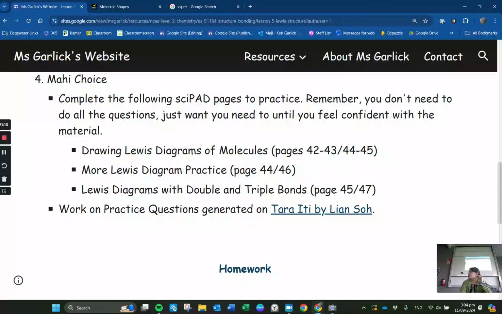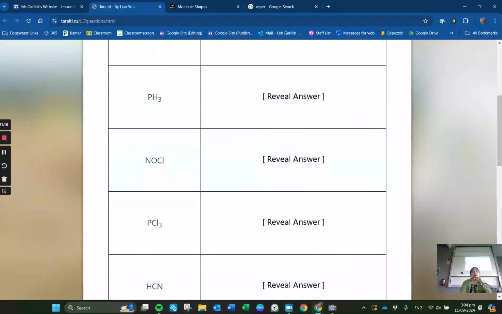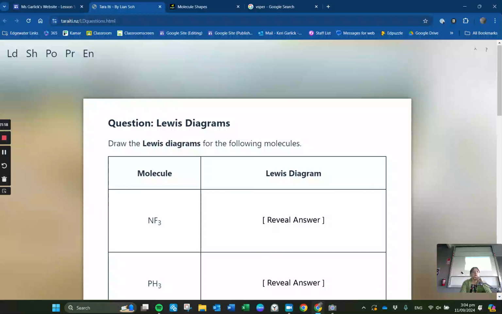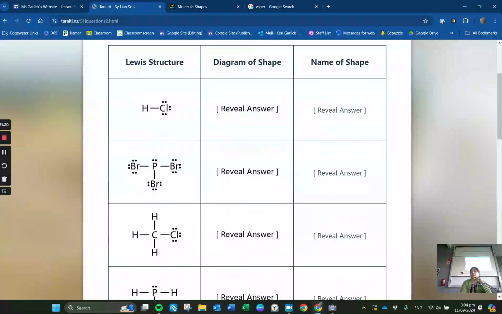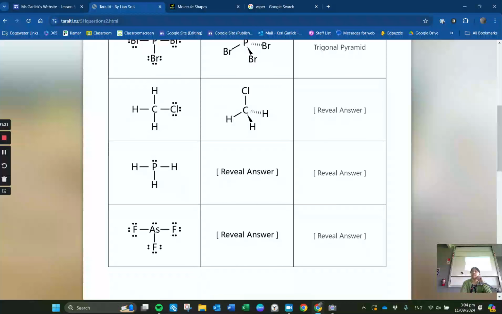Term 4, week 1. So you have the holidays to study. My friend Leanne does have on his website the Lewis structure diagrams. You also can do SH, which is shapes. So shape of the diagram. Sorry, drawing of the diagram, shape, because he's giving you the Lewis structures. So you can do the same practice.